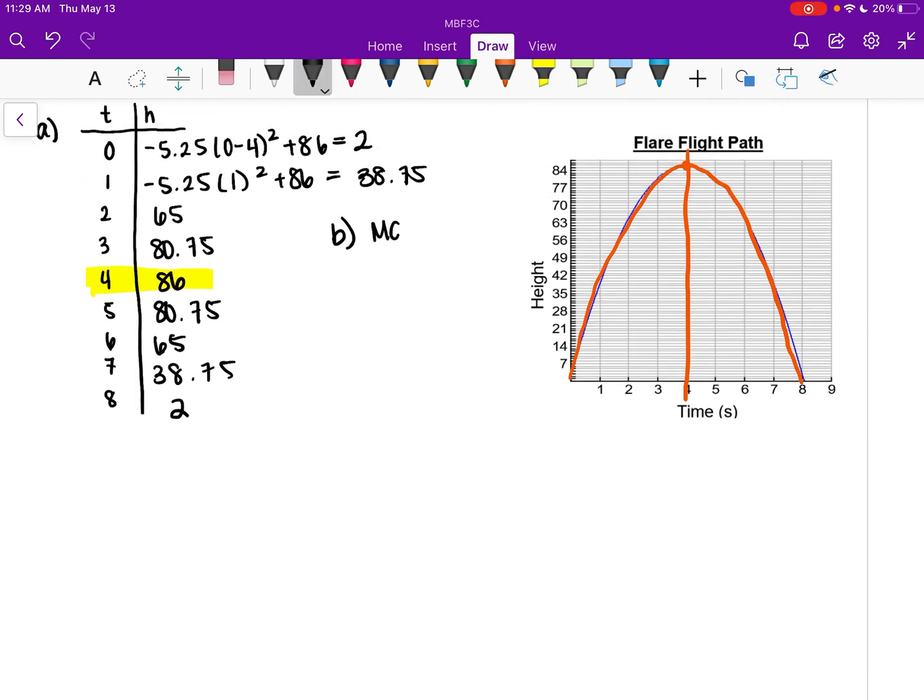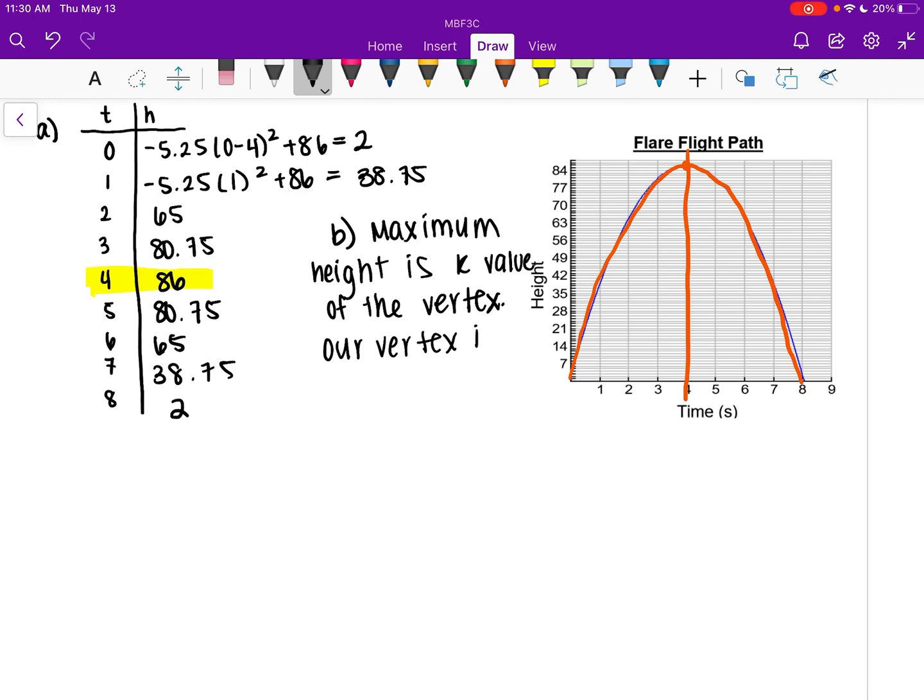So maximum height is the k value of the vertex, right? Because we know that the maximum height is a y value, so it's the k value of the vertex. So our vertex is (4, 86). Therefore, max height is 86 meters at 4 seconds.